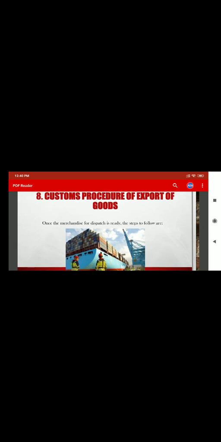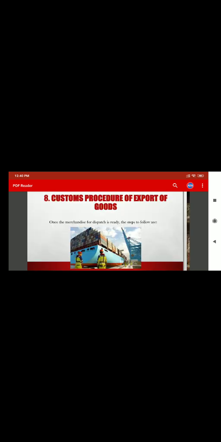The eighth one is the customs procedure of export of goods. Once the merchandise for dispatch is ready, the steps to follow are: first, the exporter or his customs agent manages the request for authorization of shipment before the customs section, direction of a port or a place where the merchandise is located. Second, the shipment authorization request is valid for 1 month, during which time the goods will be transported and entered into the primary zone. The third one, the customs clearance will be processed.